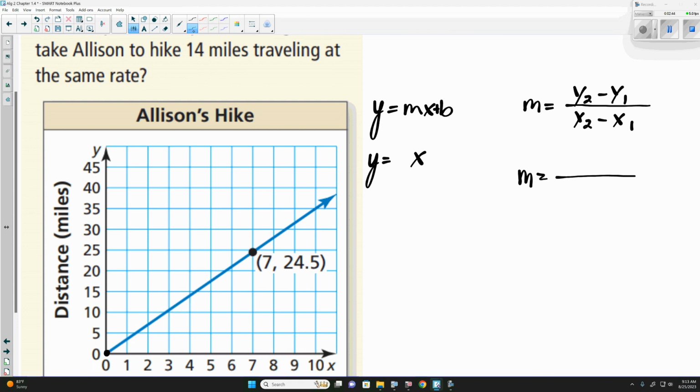So we have this here. The only other part that we need to find is the slope. So we can use the slope formula. What y value do we want to plug in first? And the other y value is 0. Our corresponding x would be 7, and then the other corresponding x would be 0.